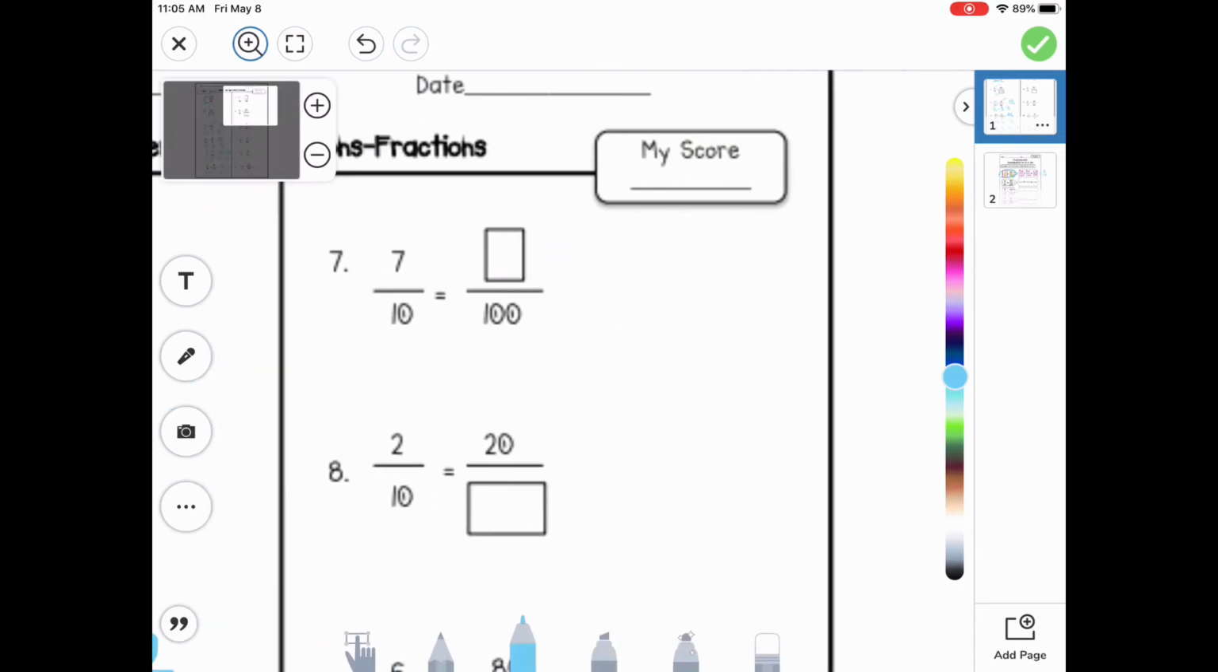Back to the top on the opposite side. We're going back to finding equivalent fractions. So what fraction is equivalent to 7/10ths that has a denominator of 100? I need to multiply my denominator by 10. Whatever I do to the bottom, I do to the top. And I know 7 times 10 equals 70.